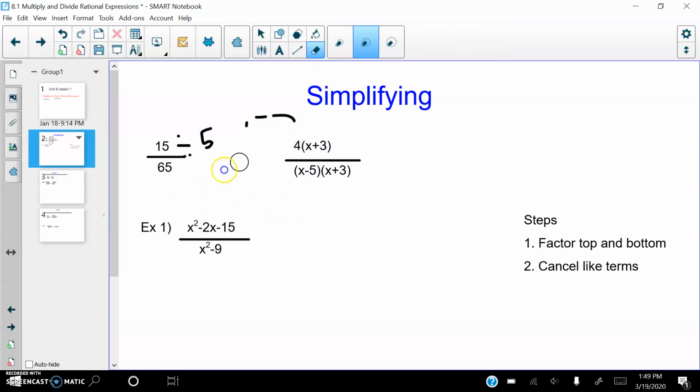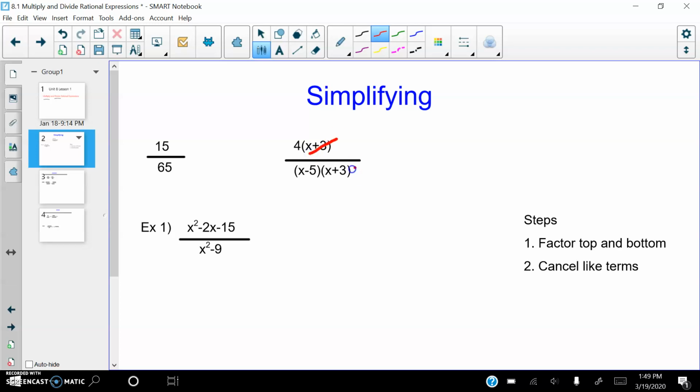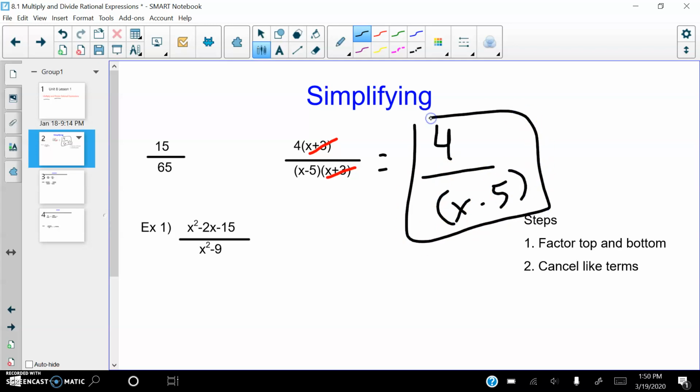Now, if I have something like this, where it's a little more complicated, I have 4 times x plus 3 over x minus 5 times x plus 3. And I just want to see what like terms can cancel out. And remember, when canceling stuff, it's got to be on the top and bottom. So x plus 3 cancels out, and I'm left with 4 over x minus 5. And that's as much as we can possibly do.